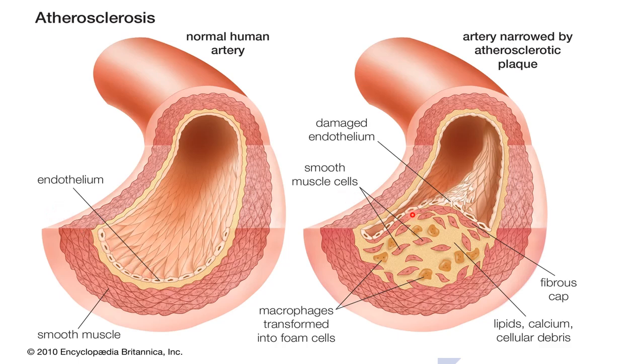Whereas this is a picture which shows you a damaged endothelium and the smooth muscle cell proliferation in the tunica media with infiltration of the macrophages which have transformed to the foam cells here. And there is subsequent laying down of lipids and calcium together with sealing of this entire thing by a fibrous cap. So this entire thing results in the formation of an atherosclerotic plaque which results in the narrowing of the arterial lumen.